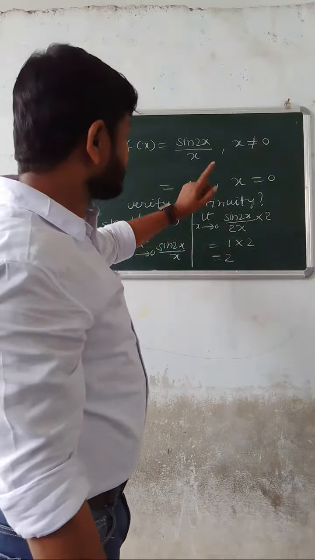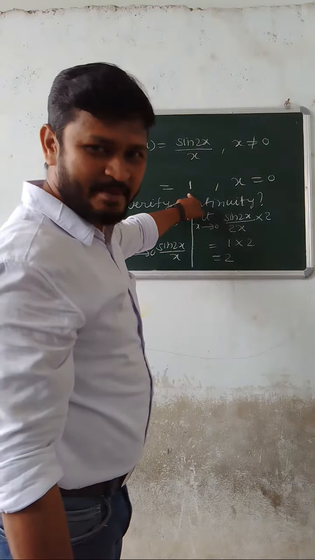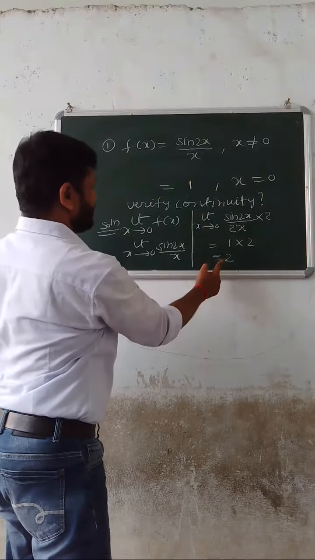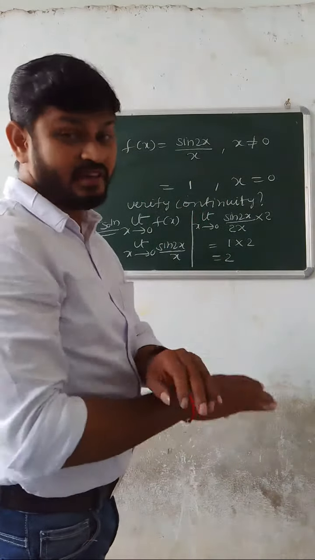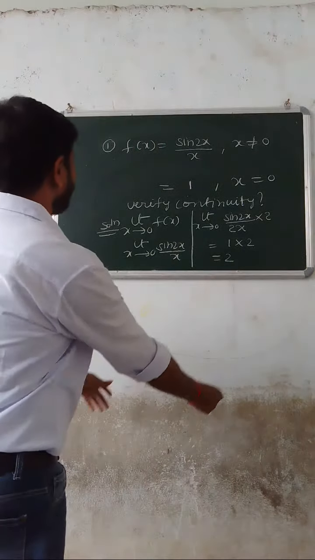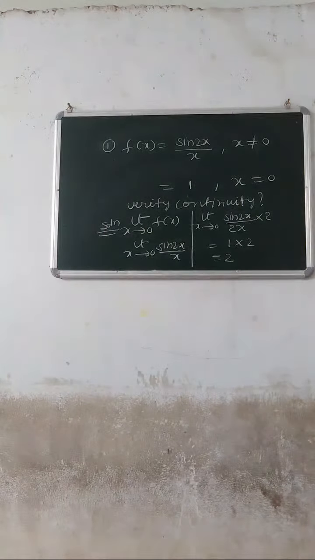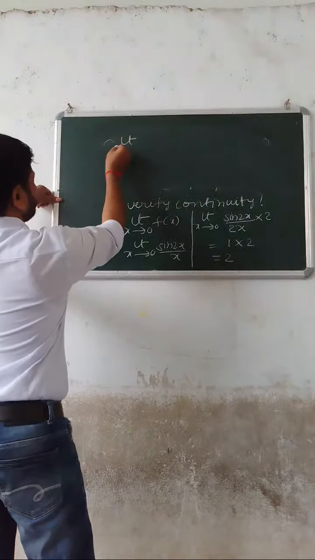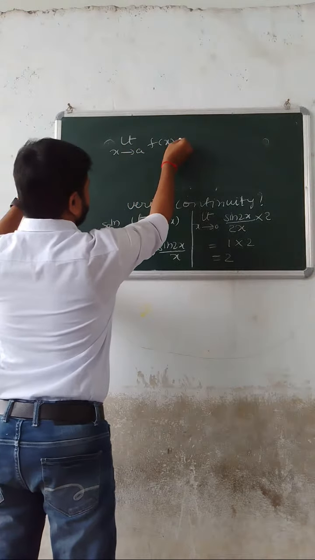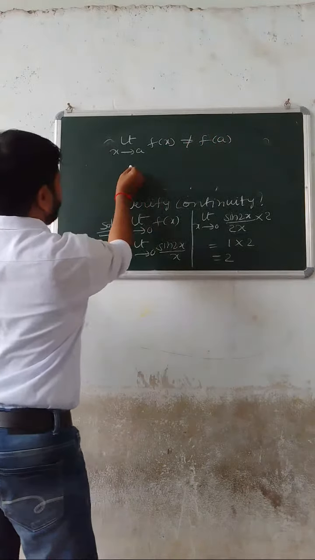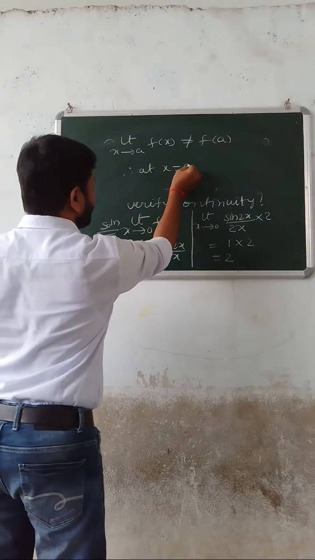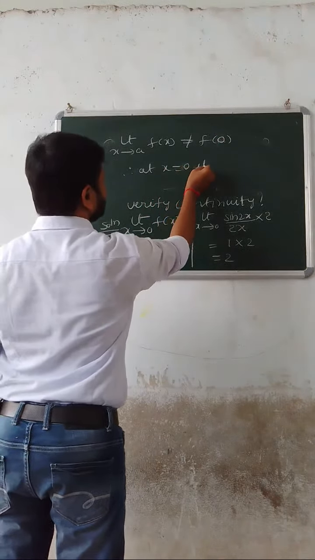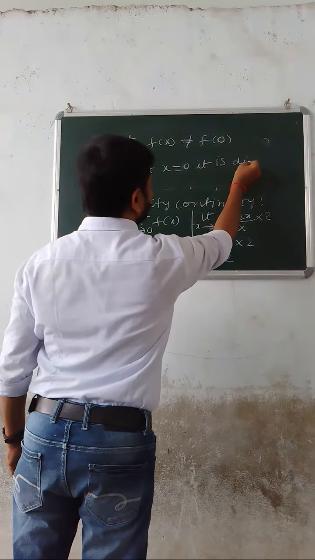But in the question he has given 1. Are both equal? No. Our limit is 2, and in the question he has given 1. Both are not equal. So finally we conclude that limit x tends to a of f of x is not equal to f of a. Therefore, at x equal to a, that is, at x equal to 0, it is discontinuous.